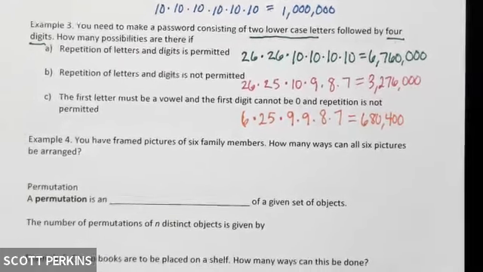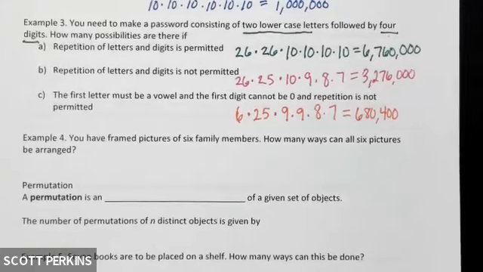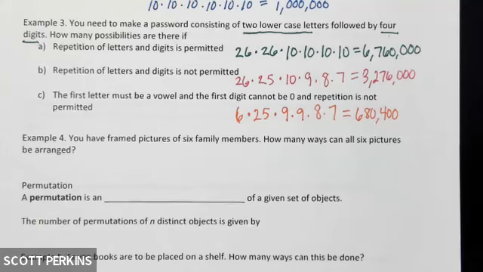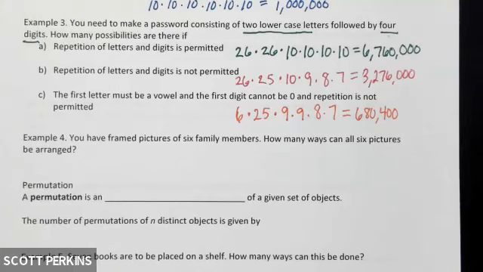Okay, example 4, I want you to give this one a try. You've got 6 family members' pictures in frames and you want to hang them on the wall. Okay, so you want to hang the pictures on the wall. How many different ways can you arrange the 6 pictures on the wall? Okay, so how many options are there for the first picture?